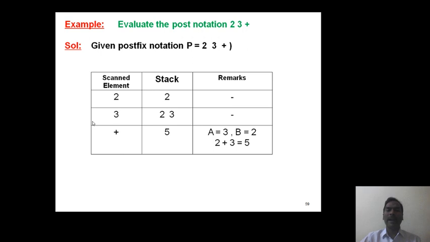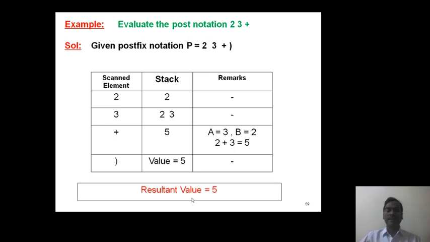The next scanned element is plus. Plus is an operator, so go to the remarks column. First delete an element from the stack. The first deleted element is 3, which is stored in A. The next deleted element 2 is stored in B. The operation is B operator A, hence 2 plus 3, and the result value is 5. Now place 5 back into the stack. The next scanned element is the right parenthesis. Here the right parenthesis arises, hence the result value is the topmost element of the stack, which is 5. Therefore the resultant value is 5.